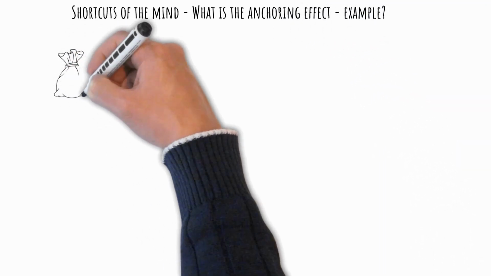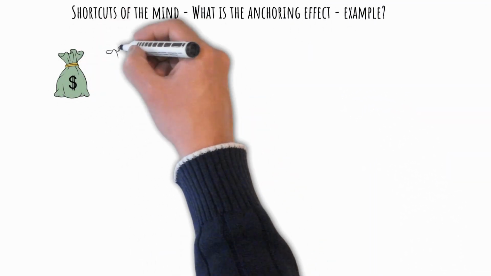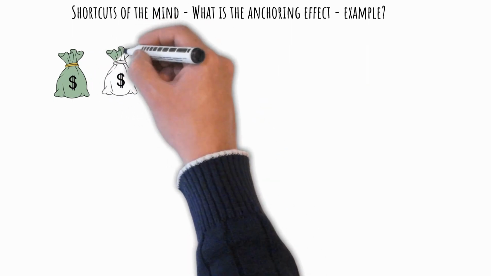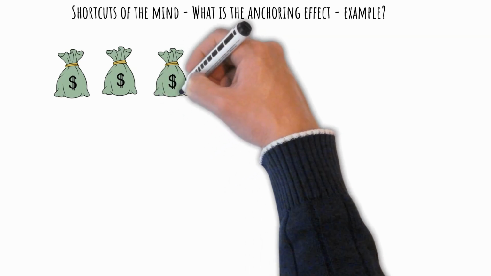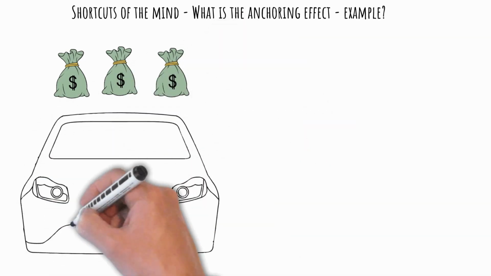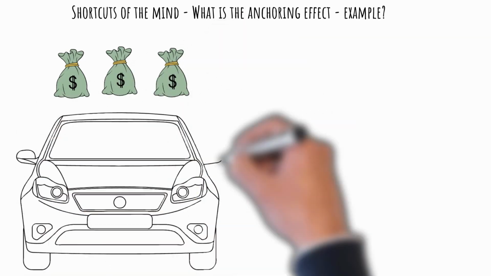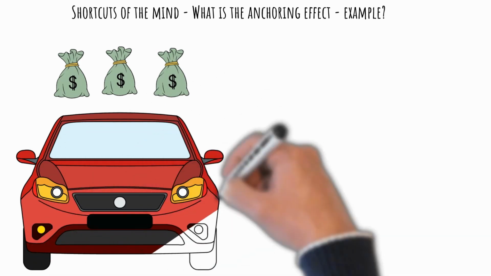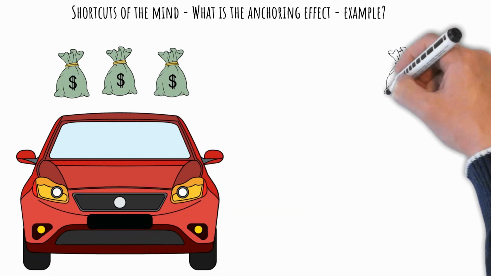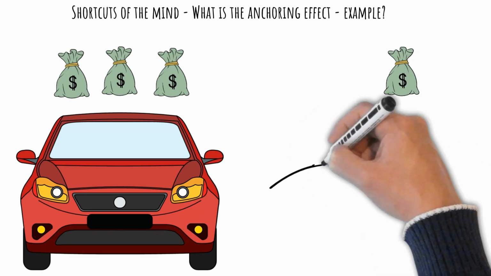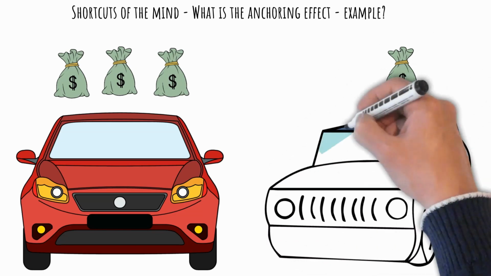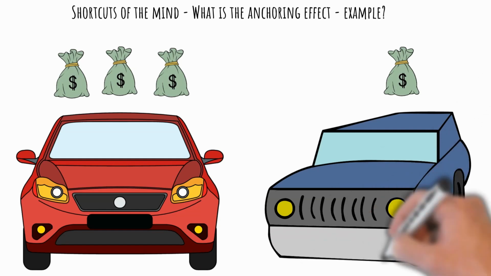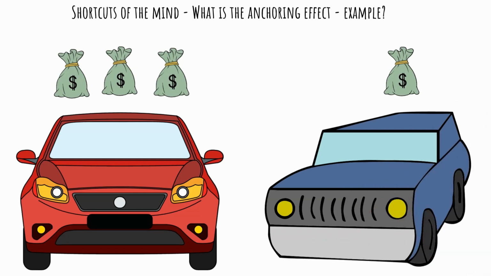Example. If someone shows us a more expensive car at a very high price and then shows us a cheaper car, we will perceive the price of the cheaper car more strongly because we judge it from the reference point, the anchor, of the price of the more expensive car. The trick is based on this principle, where we are presented with a higher price first and then a lower price for the same item.